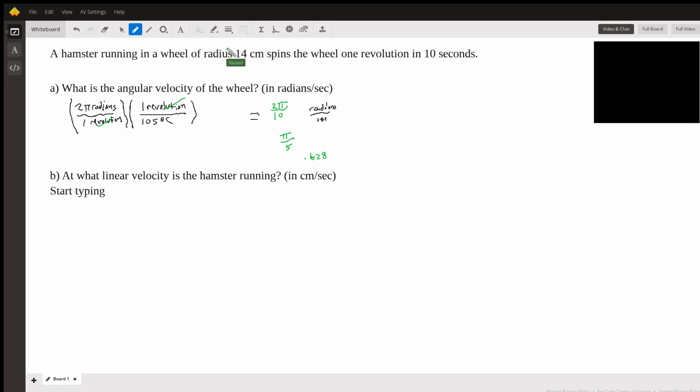Okay, so we're going to go on now to the next unit conversion. Well, these are really nothing more than unit conversion problems, and you've seen those before. Okay, so let me go back to black, and then we'll go. At what linear velocity is the hamster running? Well, once again, we establish our target, which is centimeters per second.